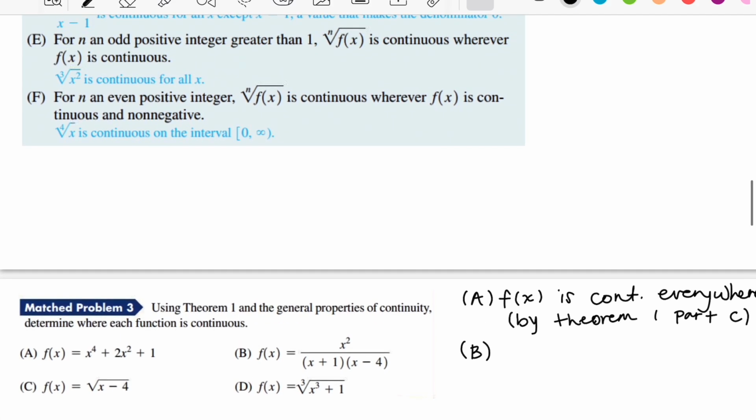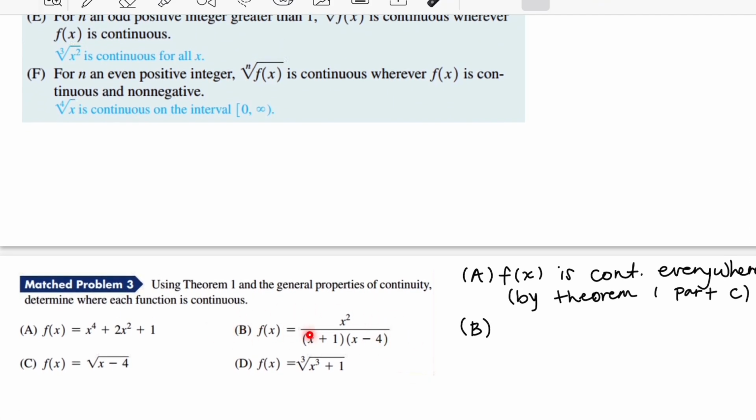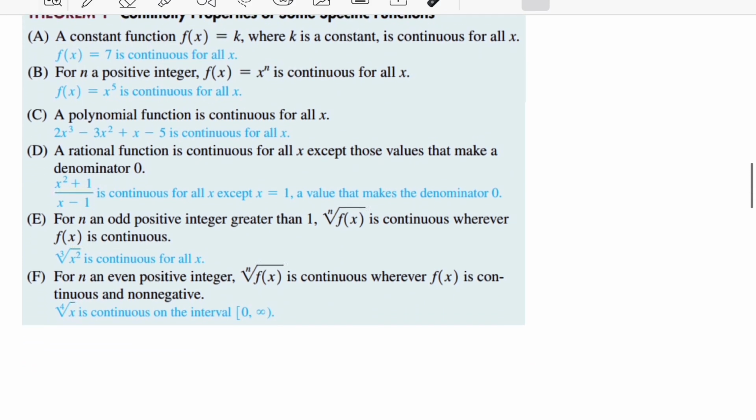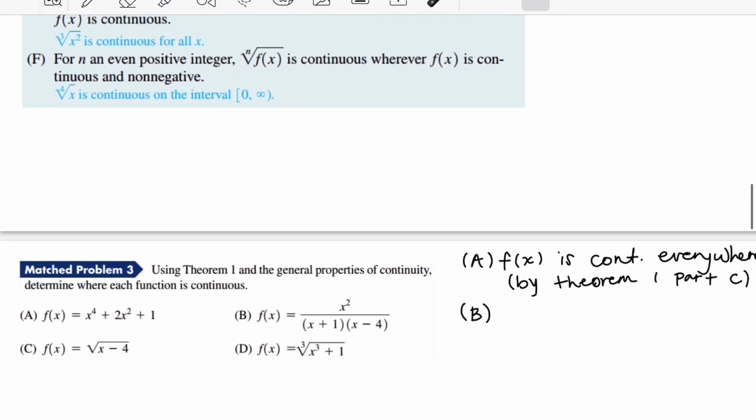So looking at part B, we have a rational function here. If we go back to theorem 1, part D, it tells us that a rational function is continuous for all x, except those values that make the denominator 0. So this tells us that f of x will be discontinuous at x is equal to -1 and x is equal to 4, because if we were to plug these values into our denominator here, it would make the denominator 0. Okay? So it'll be continuous everywhere except for these two values.